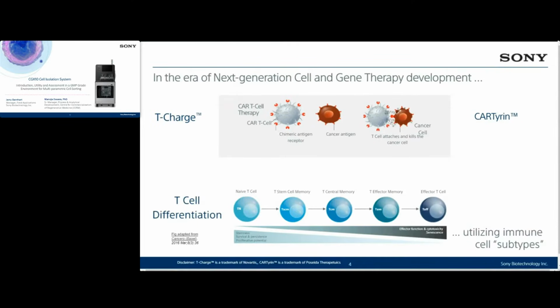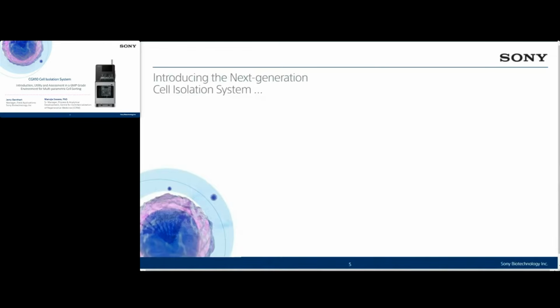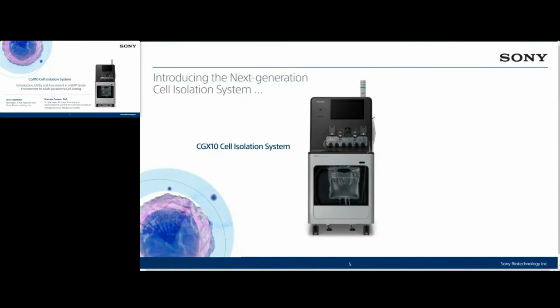The naive T-cell differentiates into memory T-cells and eventually into effector T-cells. Several studies have shown that the more naive the T-cells are, the better the patient prognosis. So cell therapy developers are utilizing the less differentiated immune cell subsets in their manufacturing workflow to develop more potent therapies. To cater to these evolving requirements and advances, we have developed the next generation cell isolation system.